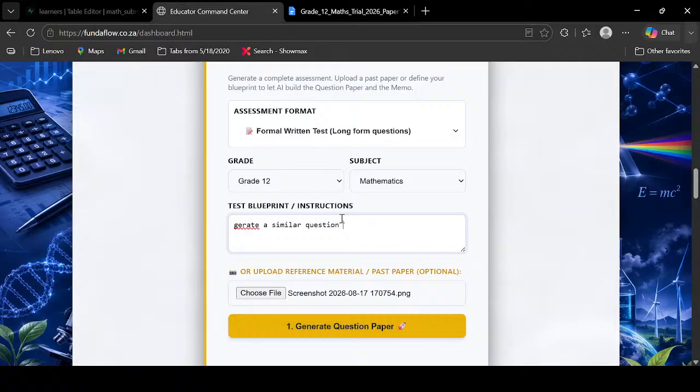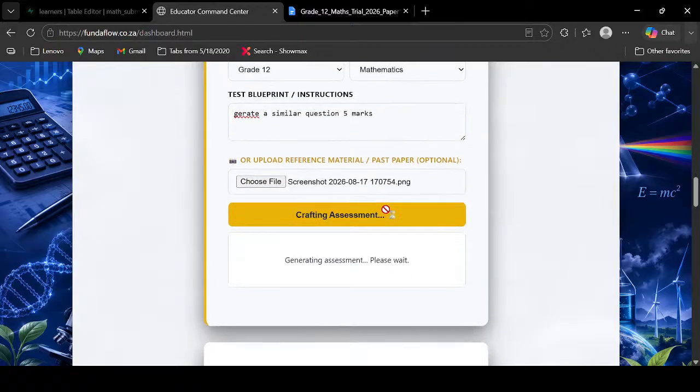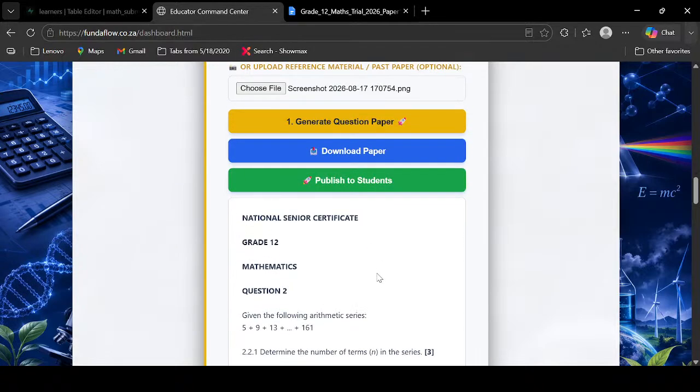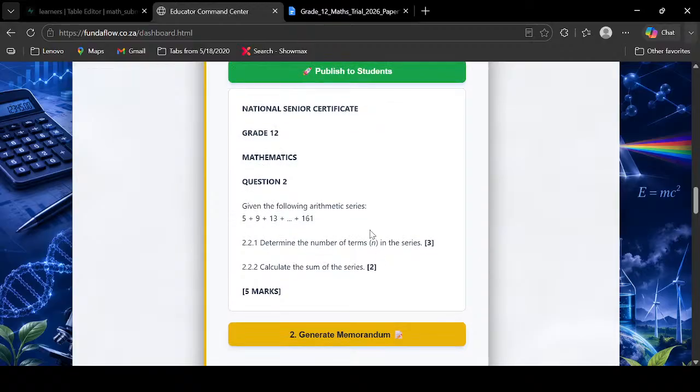Okay, it's 5 marks, no? Yes. Okay, so let's generate it. Guys, while we do that, let's also show them some of the features that we have for learners. It's already done. Okay, let's check it. It says, given the following arithmetic sequence, which is 5 plus 9 plus 13 plus ... plus 161. Okay, so we can publish this one.